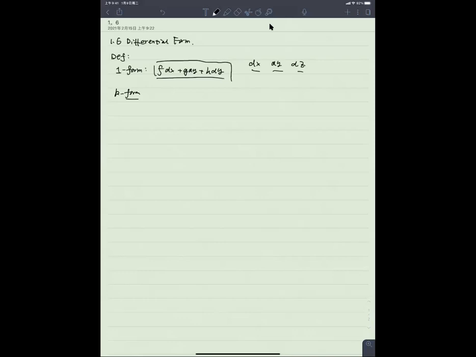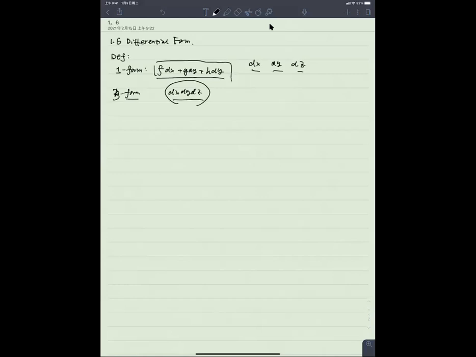then we can think that it is something like a power. So if it is a three form, then we have dx, dy, dz. So this definition is not very rigorous, but it's enough for us to understand this section.